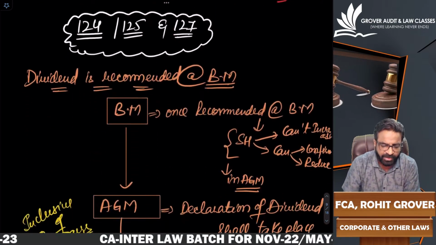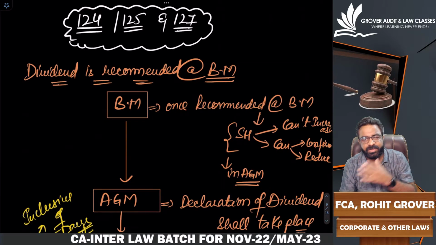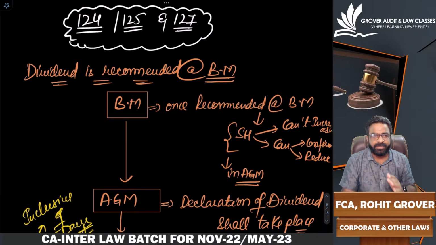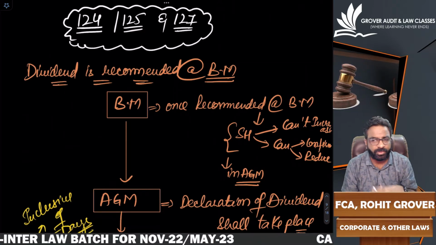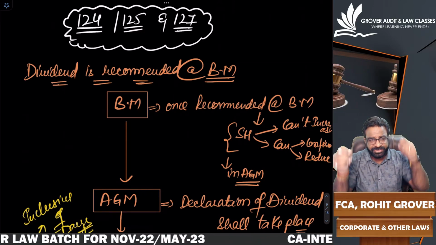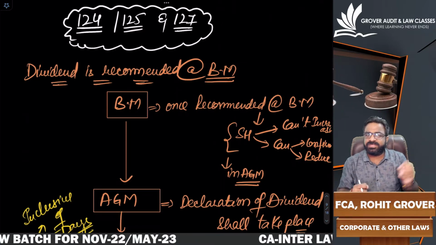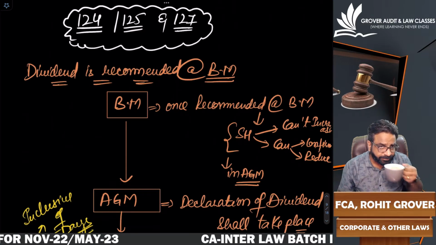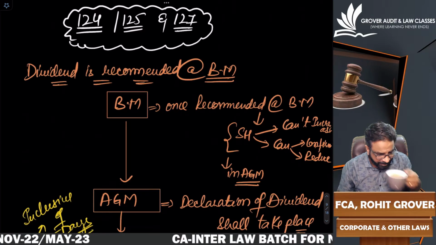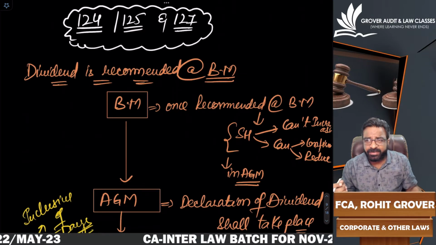Now, 124, 125, 126, we are going to learn in this particular chart only. Everyone, please listen to this point carefully. It is going to be told to you in the form of a story. In this story, you are going to find three sections covered. What are the three sections we are going to cover? 124, 125, 127. 126, I will tell you at the end separately.